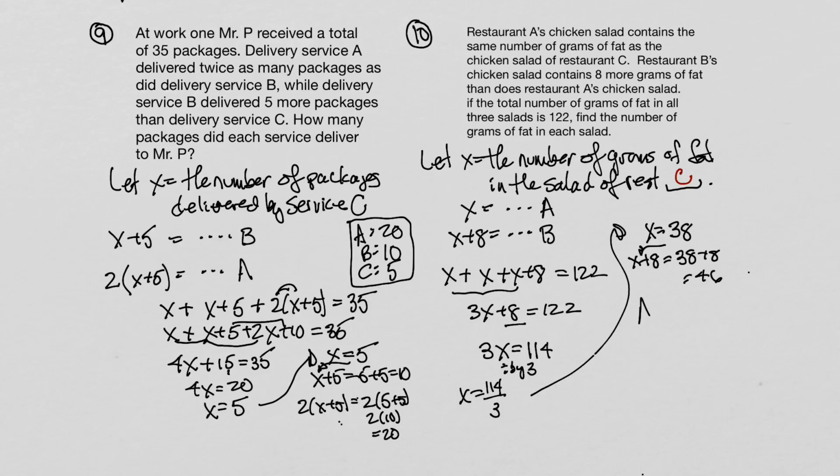So let's enumerate these. A, B, and C. All right, so what was A? A, that was X. We've got that. That's 38. So we've got 38 grams of fat for A. For B, well, what was B? B was back here. That's the X plus 8, and the X plus 8 was 46. So B is 46. And C, well, C, that's where we started. C, that's X also, which was 38. And there we have it.